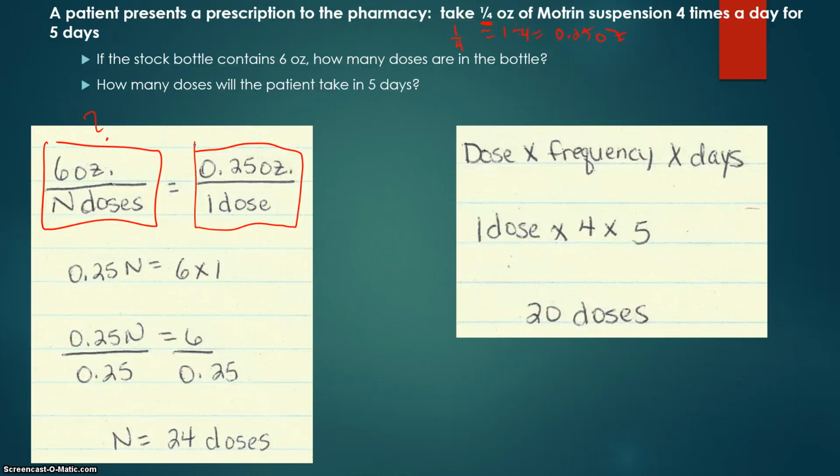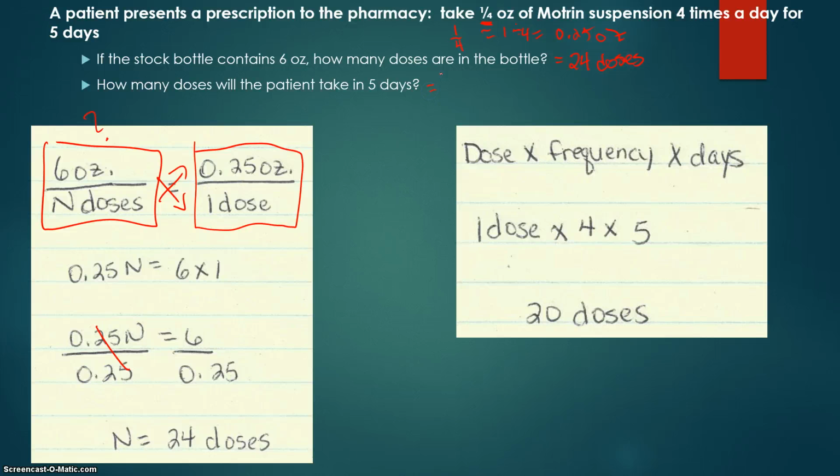So our next step is to cross multiply. 6 times 1 equals 6, and 0.25 times n equals 0.25n. Then we divide by whatever number is with the letter, which is 0.25. So 0.25 divided by 0.25 cancels out. 6 divided by 0.25, and we're left with n equals 24 doses. Now we have the amount of doses, 24 doses. That's our answer to that problem.